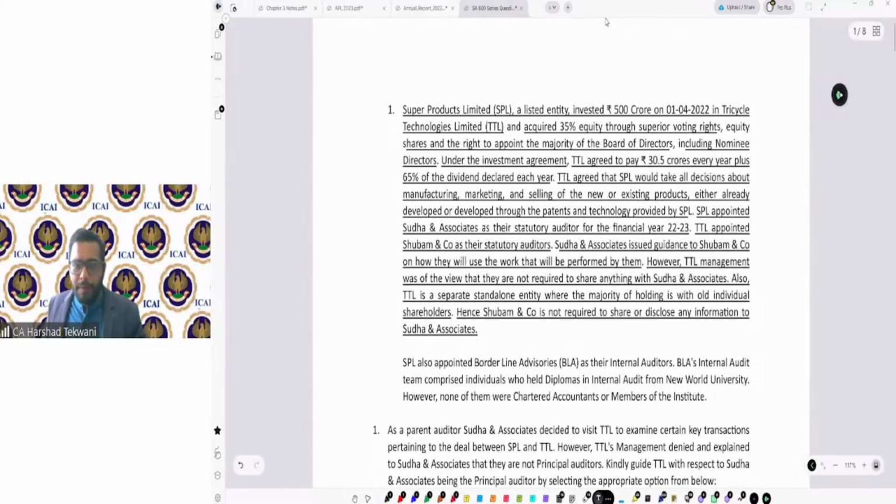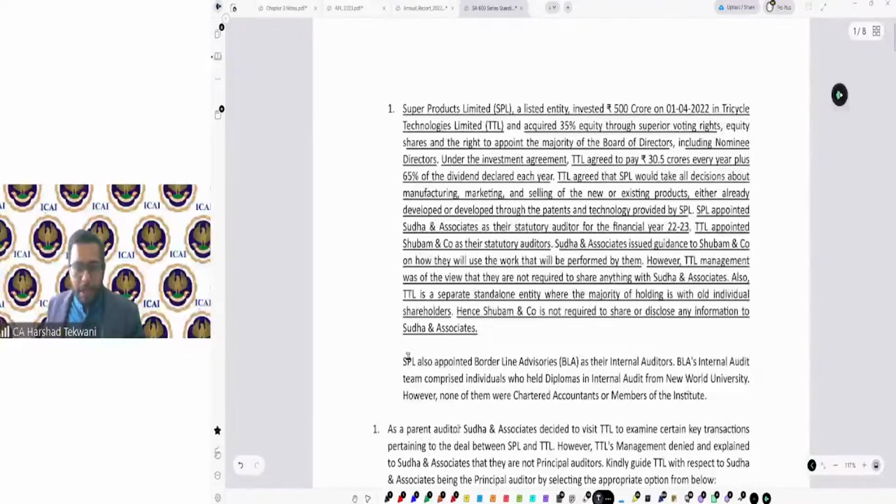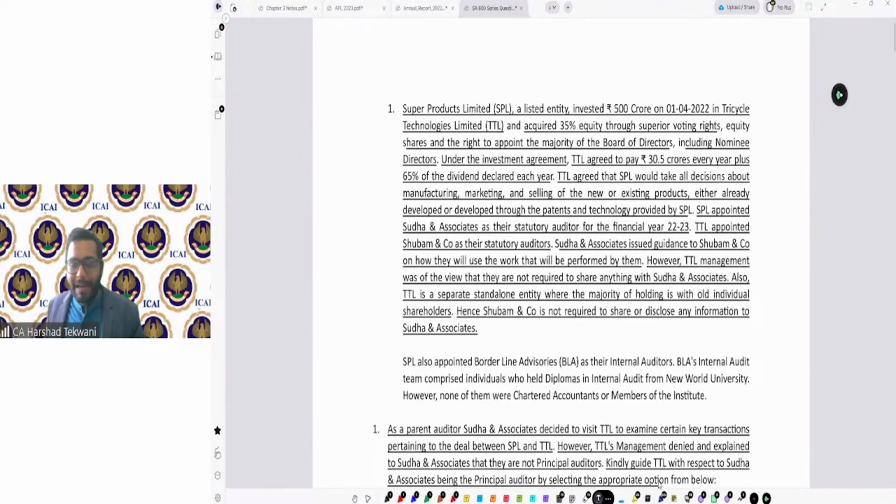So the first question is, as per the parent auditor, Sudha and Associates decided to visit TTL to examine certain key transactions pertaining to the deal between SPL and TTL. However, TTL's management denied and explained to Sudha and Associates that they are not the principal auditors. Kindly guide TTL with respect to Sudha and Associates being the principal auditor by selecting the appropriate option from below. So first, before we go to the options, you tell me whether Sudha and Associates are principal auditors or not.